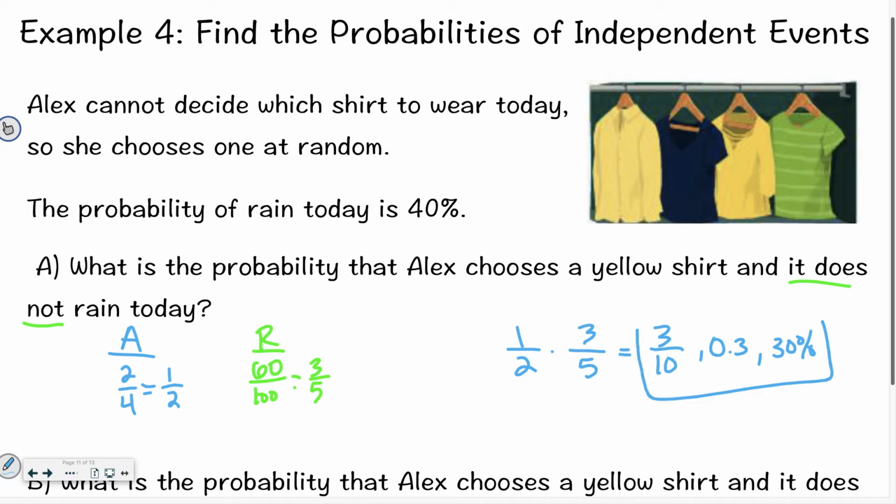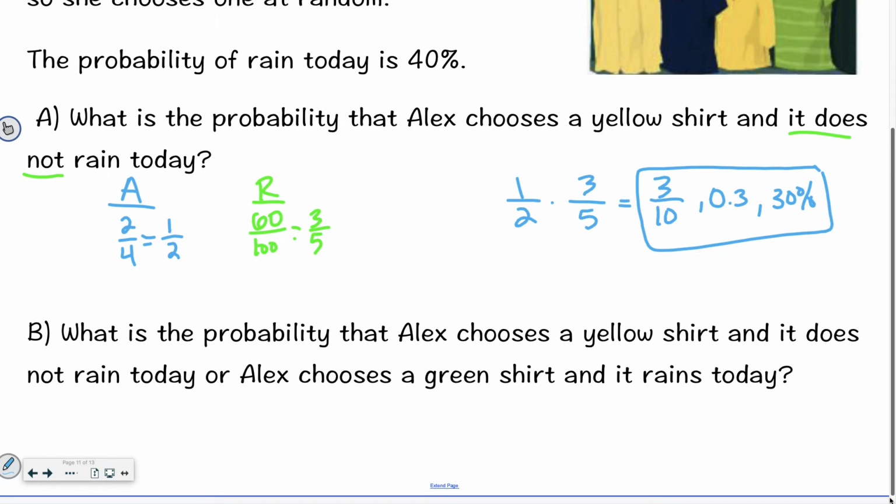Again, all of those are acceptable answers. Your book will usually tell you which one it wants you to answer with, okay? Then, letter B, what is the probability that Alex chooses a yellow shirt and it does not rain today, or Alex chooses a green shirt and it rains today. This one's the next level of complexity, because this whole thing right here is what letter A was. So we know the probability of that is 0.3.